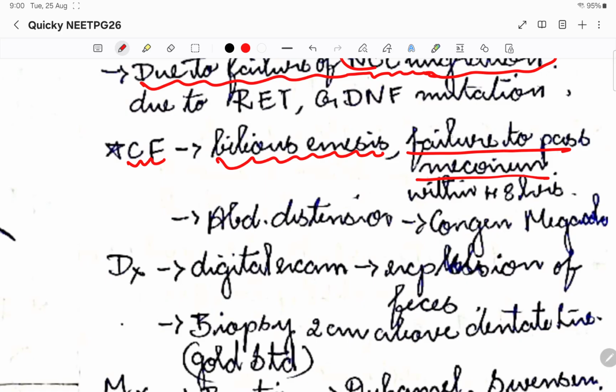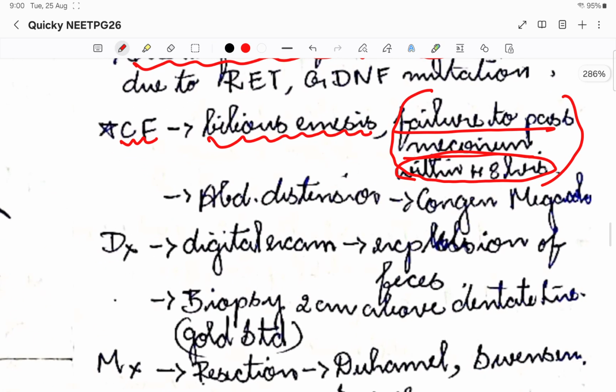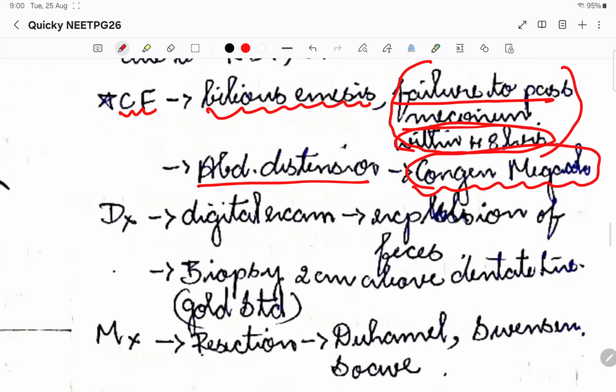If there is failure to pass meconium within 48 hours. Till 48 hours, as we discussed in pediatrics, it is normal for everyone. But if even after 48 hours it is not passing, that is when we do the investigation or examination, and go for diagnosis of Hirschsprung disease. The other clinical feature is abdominal distension, which can lead to congenital megacolon. This is a complication of this.